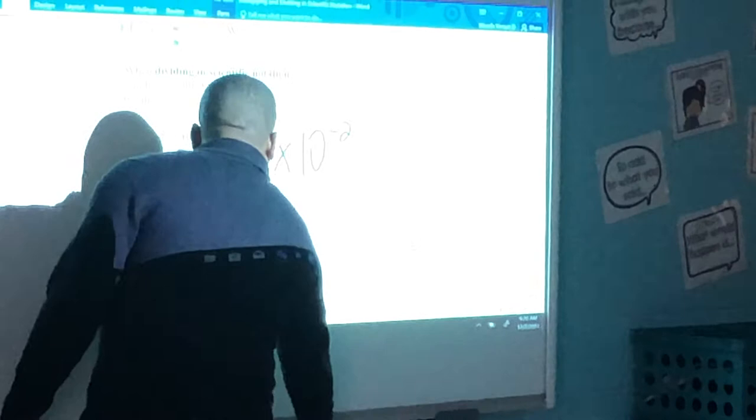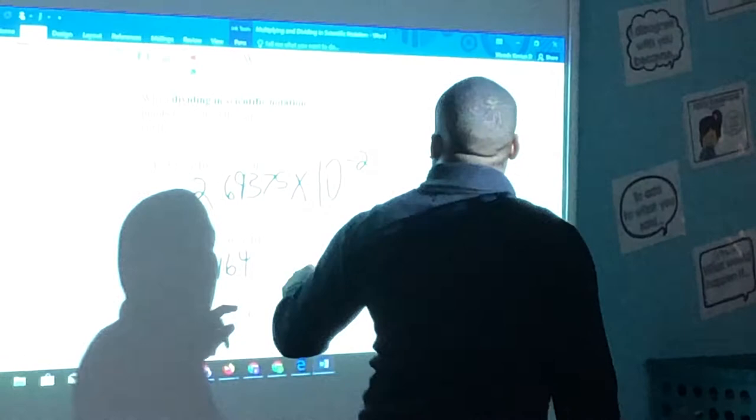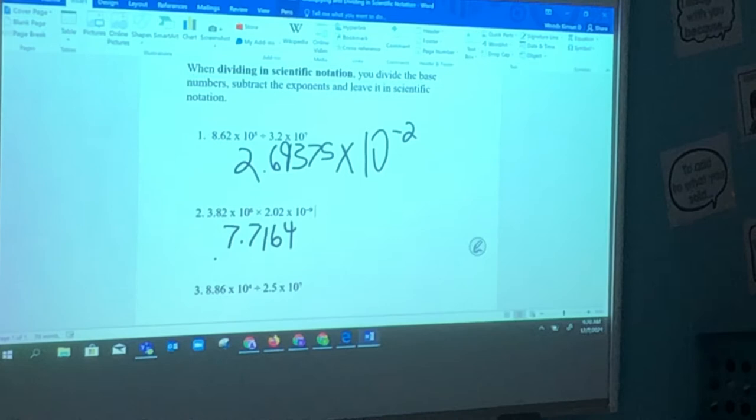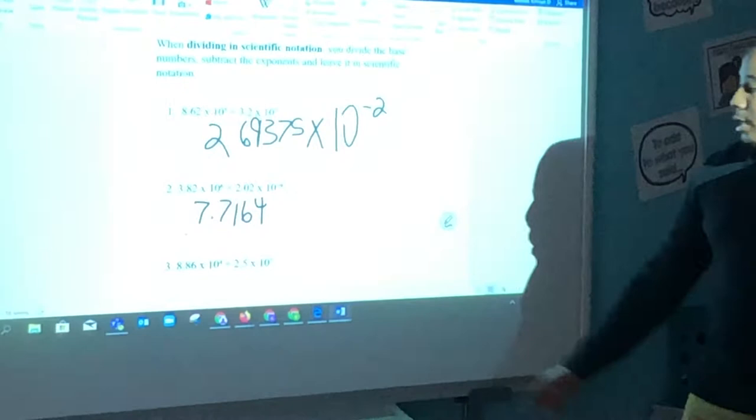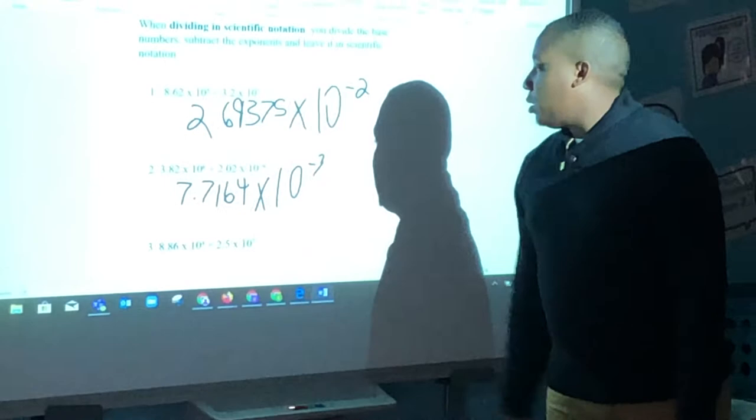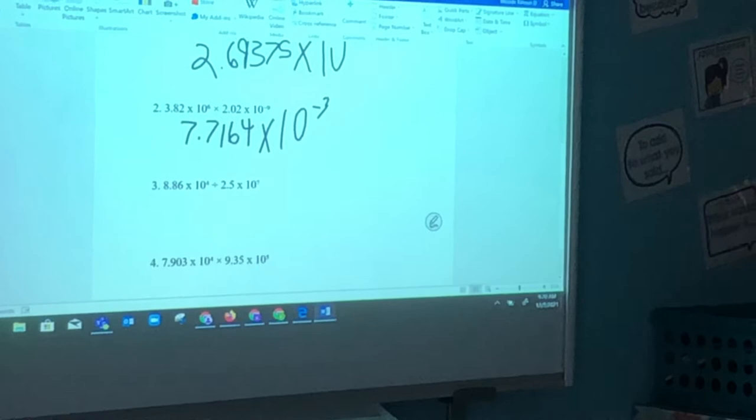7.7164. All right, so for this one, for multiplication, remember we gotta add the exponents. What are the two exponents for number two? 6 and negative 9. All right, so we gotta add 6 plus negative 9. What will we get? Negative 3. Good. All right, so this is what you're getting for number two: 7.7164 times 10 to the negative 3.